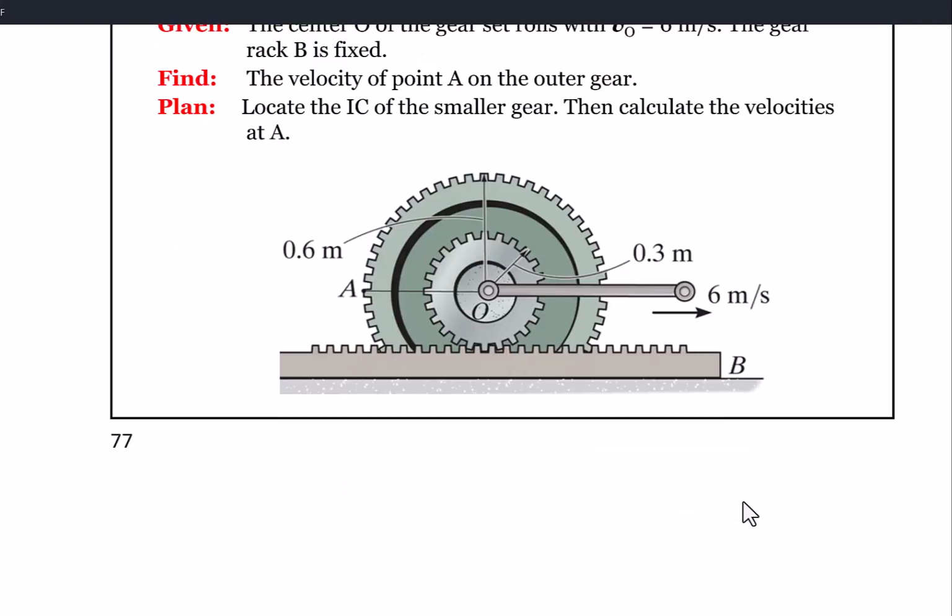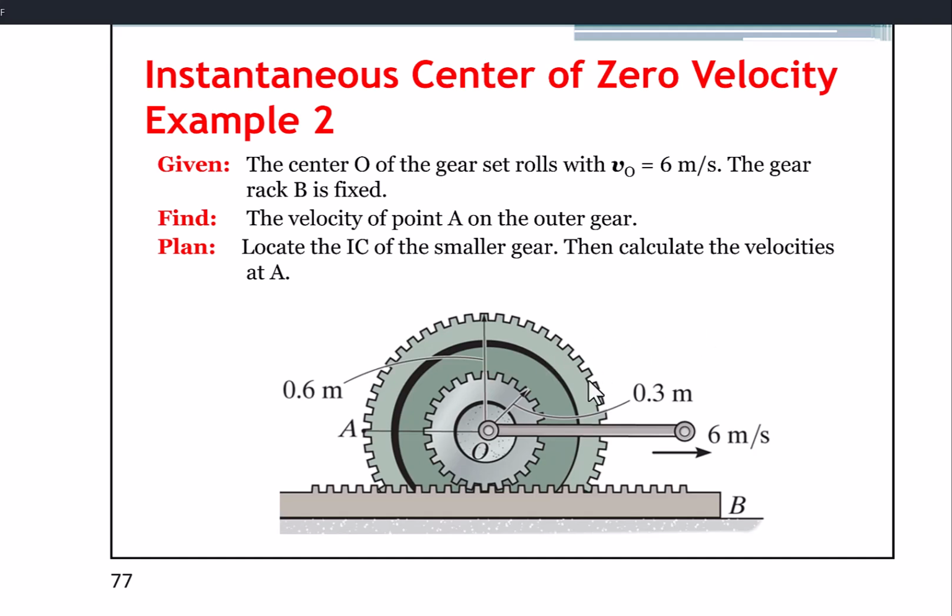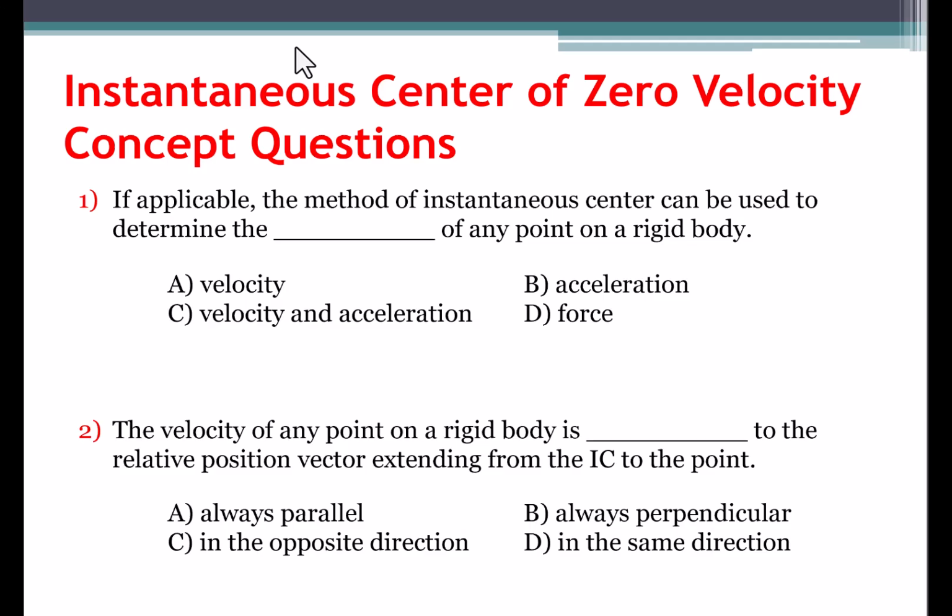Another example related to a gear. The same thing: this has a certain rotational velocity and this has a certain linear velocity in the x direction, and I'll let you look at it on your own.